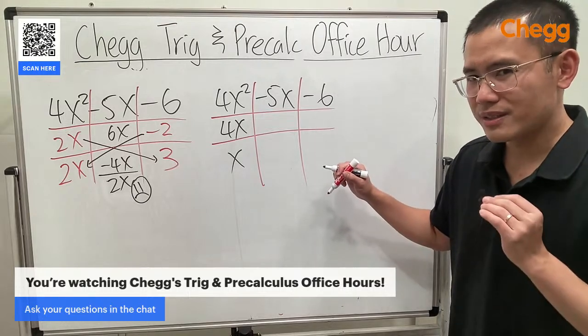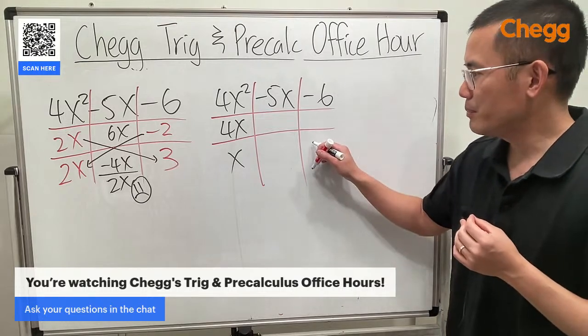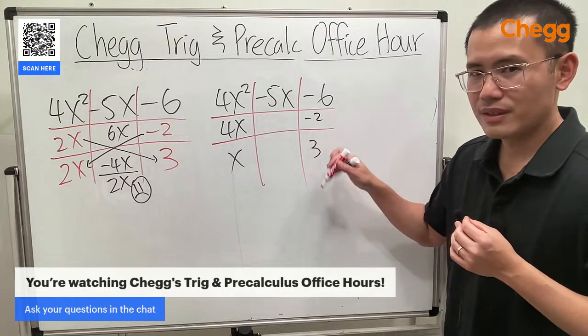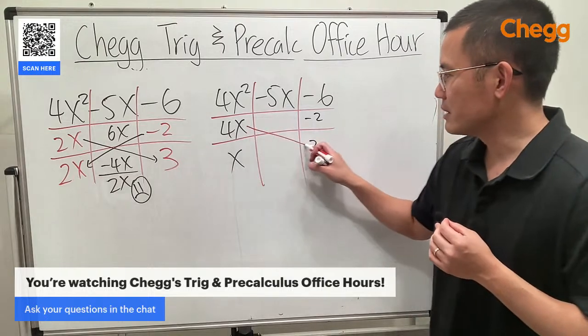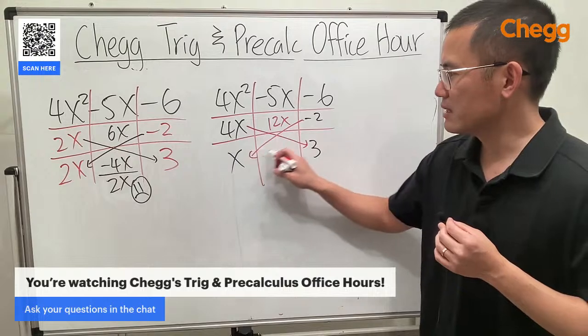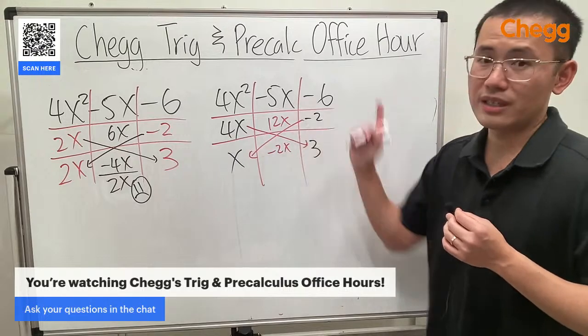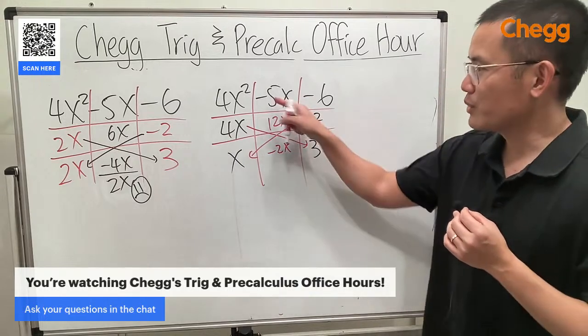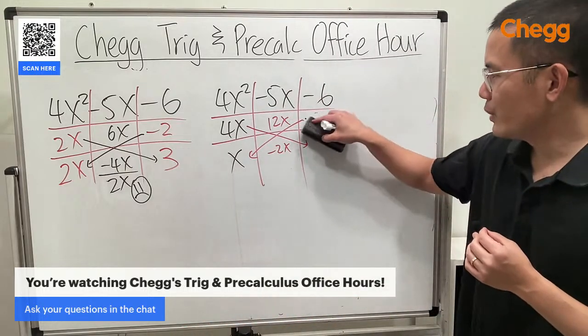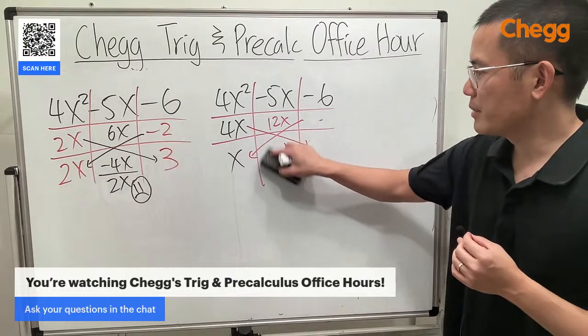Let's try to do it wrong on purpose. Let me put down 3 here and 2 here, with this being negative. But you'll see, if I do this times this, that will be 12x. If I do this times this, that's negative 2x. Still not correct. We are trying to get negative 5x. But don't give up. Erase, erase.